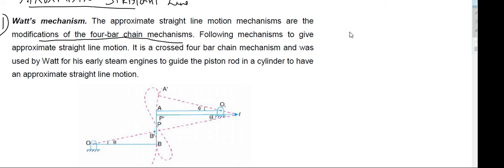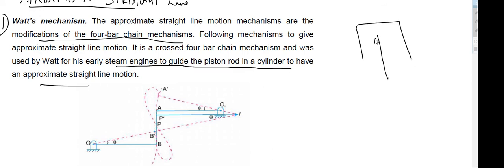First inversion was beam engine. Second inversion was the coupled locomotive. Third inversion was Watt's indicator mechanism. This is similar to that Watt's indicator mechanism, but a little different. So this is a Watt indicator mechanism used in early steam engines to guide the piston rod cylinder to have approximate straight line. That means piston should move inside the cylinder as in an exact straight line. That's why this mechanism was used in early steam engines.